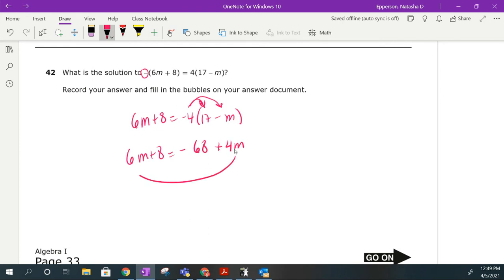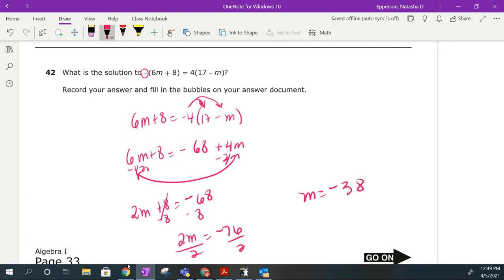I'm now going to move the 4M over with the 6M. So 6 minus 4 gives me 2M. I'm going to subtract 4M from both sides. That becomes 2M plus 8 is equal to -68. I'm going to subtract 8 from both sides. That gives me 2M is equal to -68 minus 8, which gives me -76. We're going to divide by 2. That gives me M is equal to -38. So -38 is our answer.